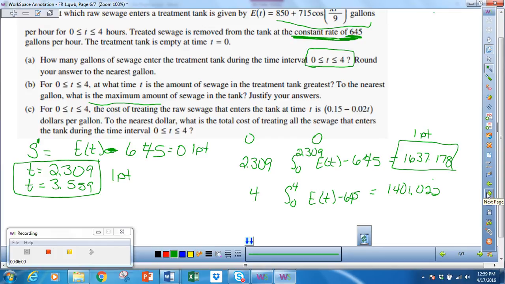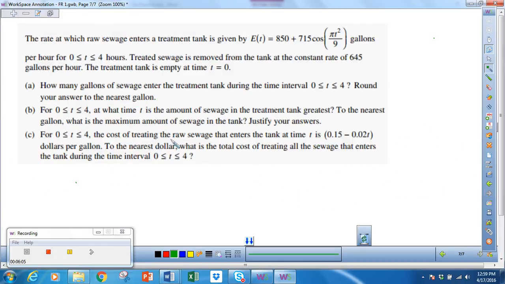Okay? The final question on this, again, you have to remember that the integral of A times B is not equal to the integral of A times the integral of B. And a lot of you did this on this question and got the wrong answer. So really, if this is the cost per gallon, then to find the total cost, I would have to multiply this expression by E of t and integrate it. A lot of you took the answer you got here and multiplied it by this integration. That will give you a different answer.